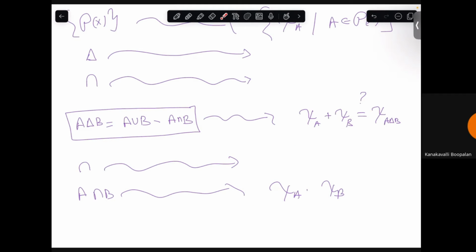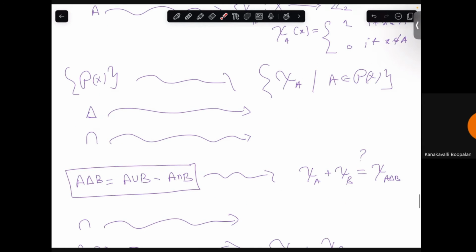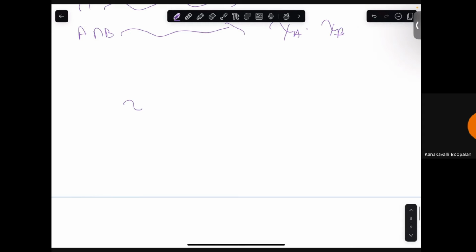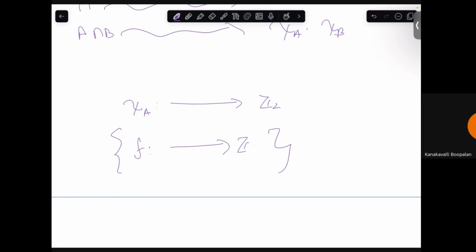So right now, at this point, as a student, you can ask the question, sir, we already have a very nice object, a very nice operation on this side, and we could do a lot of multiplication. Why are you translating to this? The reason is, instead of understanding this indicator function, which goes to Z2, I can go and understand a general function, which is going to Z2.